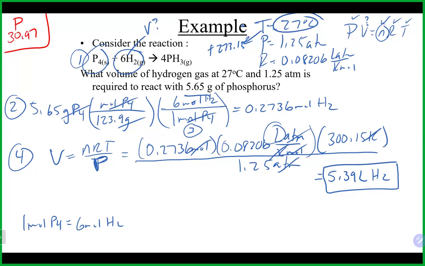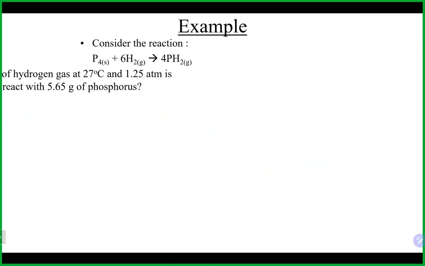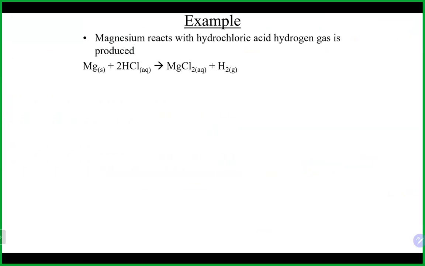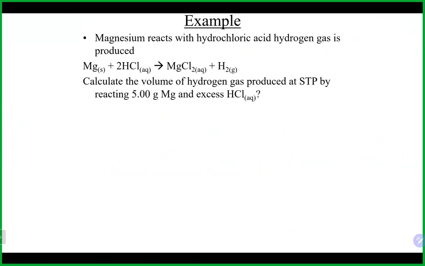All right, let's continue on then. A few more here, I think. Let's make sure. That's the same one. Try this one. All right, so similar to what you did in lab, magnesium reacts with hydrochloric acid. In this reaction, what is the volume of hydrogen gas you would produce at STP if you started with 5 grams of magnesium? Magnesium is 24.31 here.